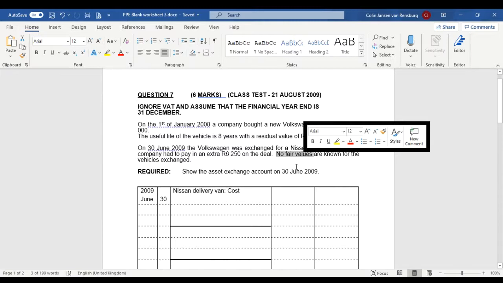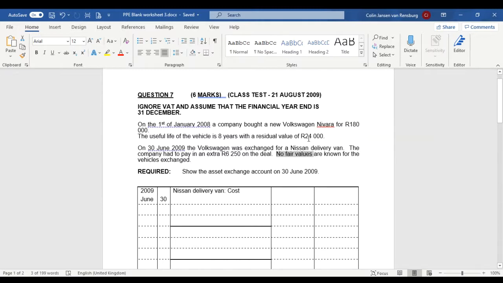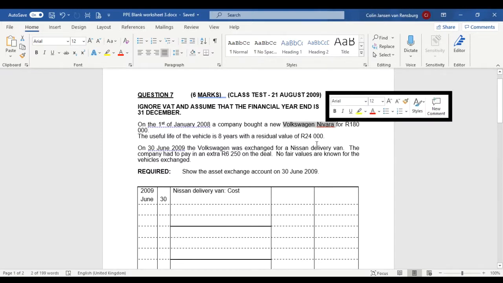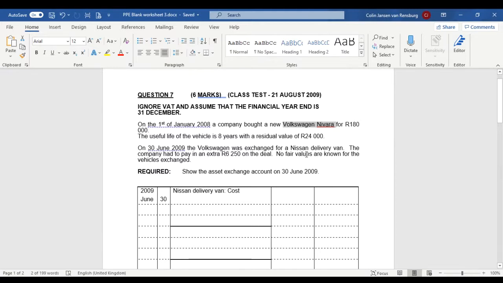So our third possibility, the only other way that we can go about this, is to estimate the fair value of that Volkswagen Navara. Because the fair value isn't actually known, we have to estimate it. And the best way that we can estimate it is to use its carrying amount, because that is really the reason why we've depreciated it like we've done, to estimate the fair value through depreciation. So therefore, our carrying amount is the best possible way that we can estimate the fair value of that Volkswagen Navara. Okay.